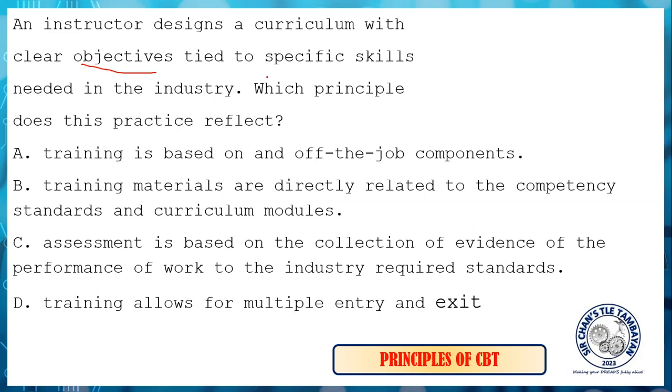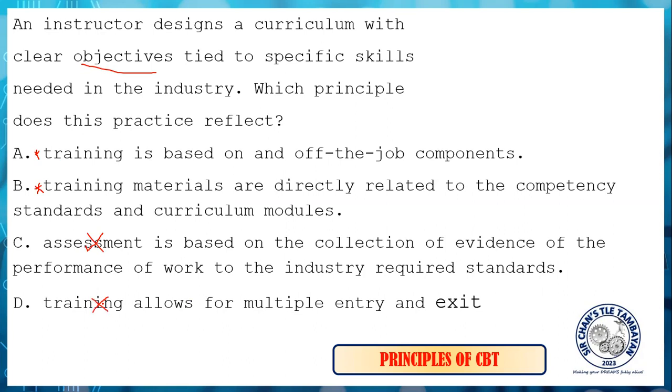Letter A, the training is based on the on and off job component. Pwede ito. Letter A is a potential answer. Letter B, the training materials are directly related to the competency standard curriculum module. Letter B is possible. Letter C, assessment is based on the collection, but you are not assessing. The training allows multiple entry and exit, but he did not stop along the way.